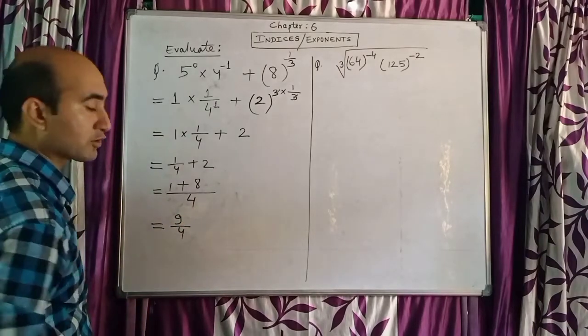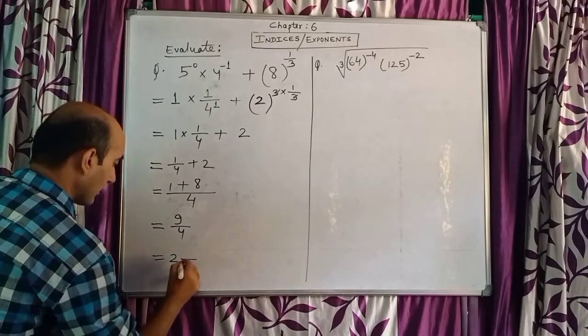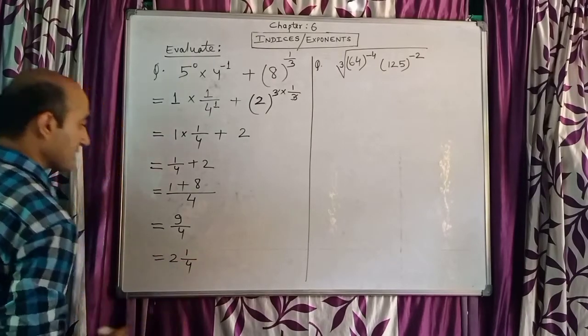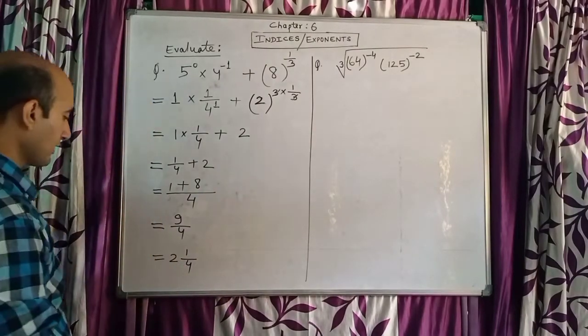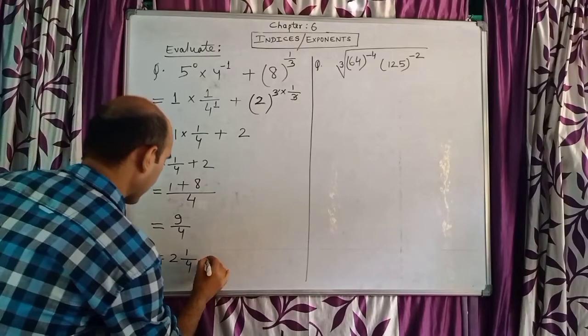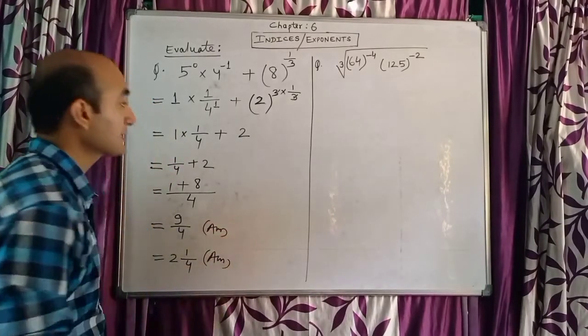You can write 9 by 4 also, and if you want to divide, then our result will be 2 whole 1 by 4. That is, you can divide in rough and you will get this result, 2 whole 1 by 4. So this is our final answer. But if somebody leaves your answer as 9 by 4, this is also a correct answer.